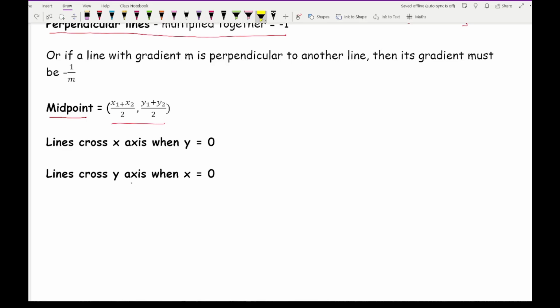Another key aspect of these particular questions is recognizing when lines cross the x-axis. Lines cross the x-axis when y equals 0. So all you need to do is substitute y equals 0 into your equation, and you'll find where the points are where it crosses the x-axis. And similarly, for where lines cross the y-axis, x equals 0. So if you want to work out where a line crosses the y-axis, just substitute x equals 0.